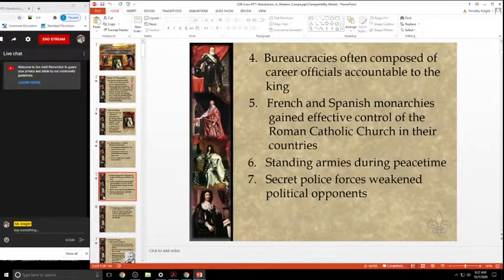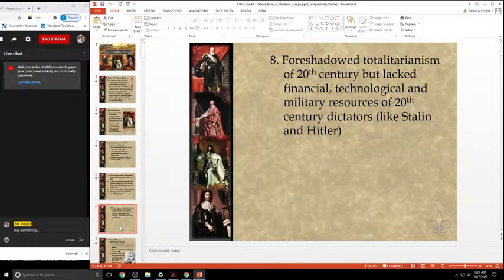And then finally, the development of secret police forces weakened the king's political opponents. So they would start using things like spies and other secret police to collect information on their opponents, their political challengers. And then finally, you might even say that the age of absolutism in some sense foreshadows the totalitarian regimes of the 20th century, like the Nazis and the Soviet Union.